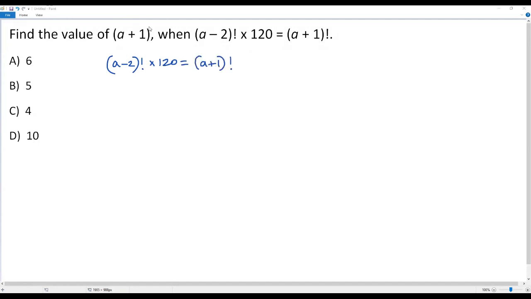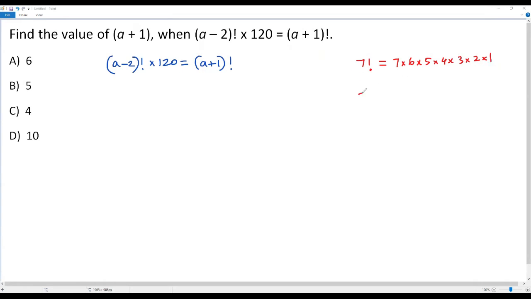Now let me consider the factorial of a particular number. For example, 7 factorial. How can I evaluate 7 factorial? I have to reduce the 7 through the consecutive integers down to 1. That is 7 times 6 times 5 times 4 times 3 times 2 times 1. I write all the integers from 7 to 1 and multiply them all to get 7 factorial.